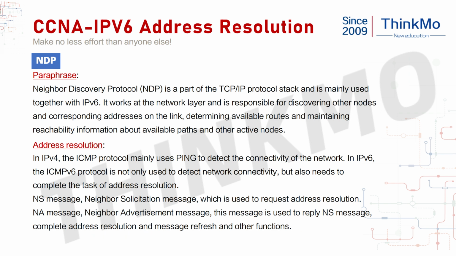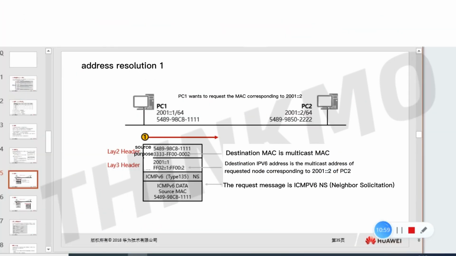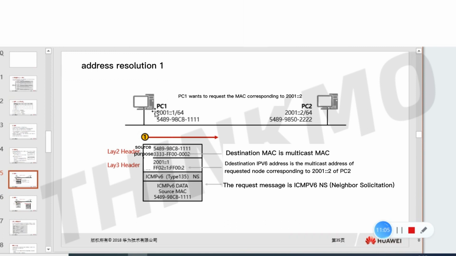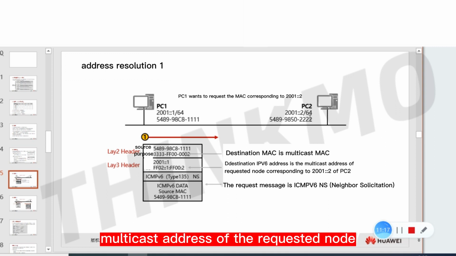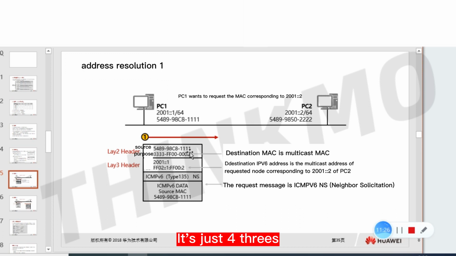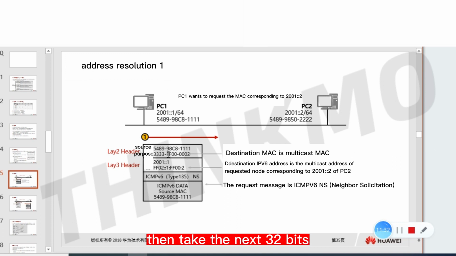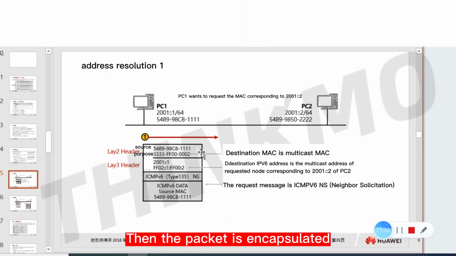And then the next thing, we're ready to communicate. So let's take a look at this picture. First, the source address is your own, 2001::1. The destination address is PC2's 2001::2, converted to the solicited-node multicast address. Then convert it to a layer 2 address. It's just 33:33. This is the IPv6 multicast MAC prefix. Then take the last 32 bits and map them to a multicast MAC. Then the packet is encapsulated.